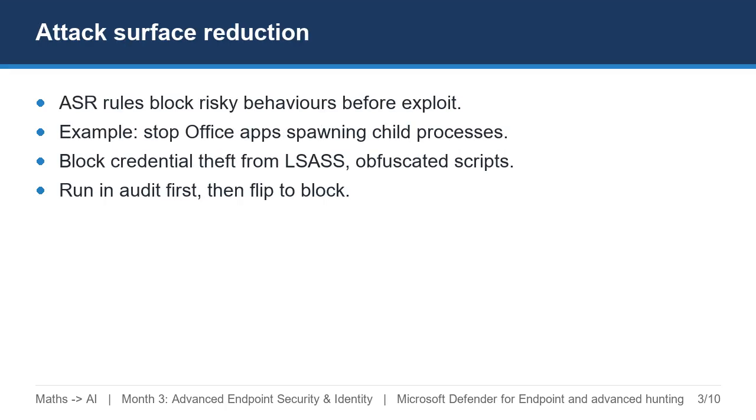Let's single out attack surface reduction, because it's one of the highest value controls you can deploy. ASR rules block known risky behaviors proactively. Classic examples: stop Microsoft Office applications from spawning child processes, block credential theft from the LSASS process, block obfuscated scripts. The smart way to roll these out is in audit mode first. Watch what they would have blocked using advanced hunting, and only then flip them to block so you don't break a legitimate workflow.